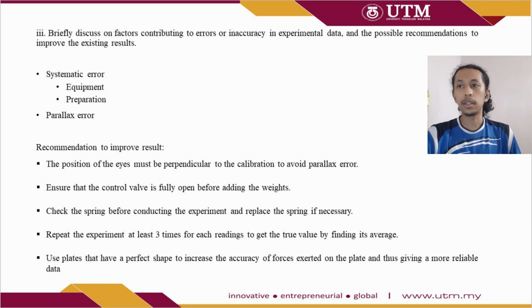For discussion part 3, we are asked to briefly discuss factors contributing to errors or inaccuracy in experimental data and the possible recommendations for the existing results. For factors contributing to errors, there are two types, which are parallax error and systematic error. Parallax error might be due to the position of the eyes, where it is not perpendicular to the scale of measurement and readings. Then systematic error might be an error in the equipment.